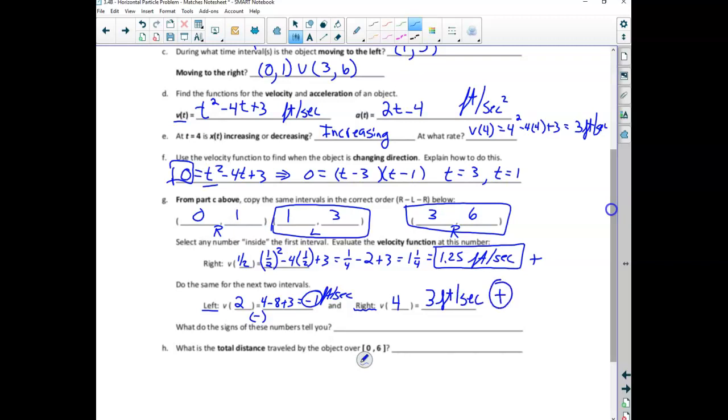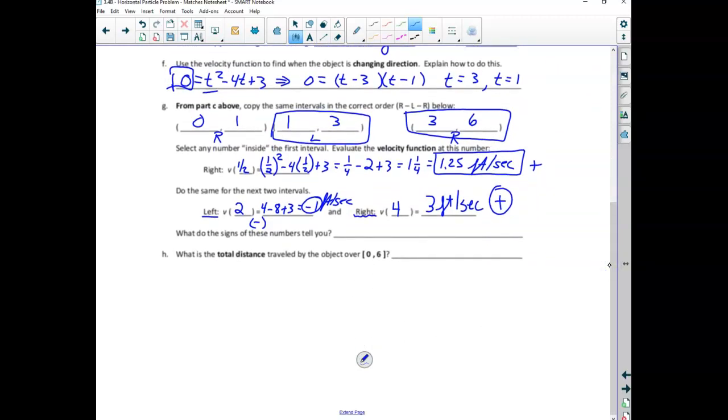Bottom line, that was positive. What do the signs of these tell you? The signs of my velocity give me direction. They give me the direction of the object. When v of t is positive, I move right. When v of t is negative, I move left.